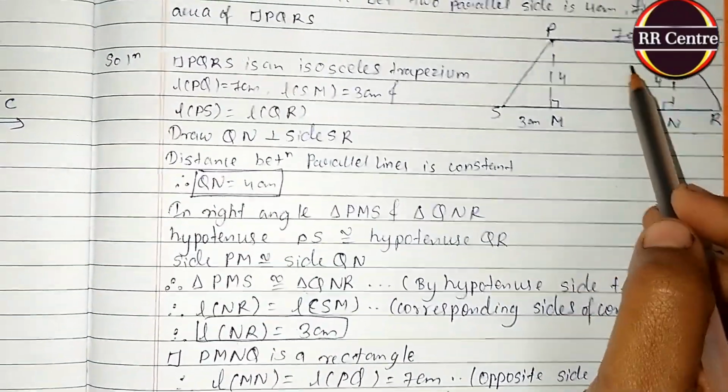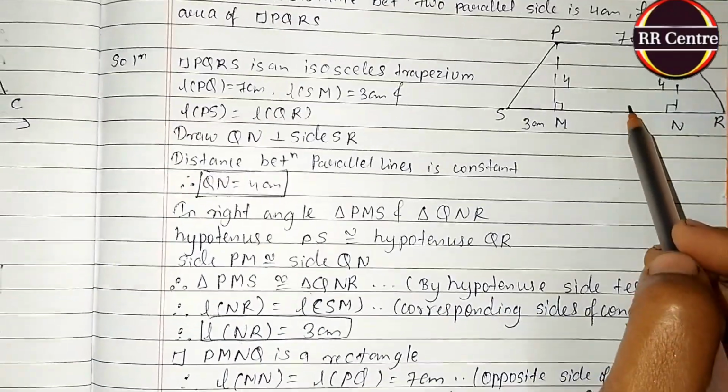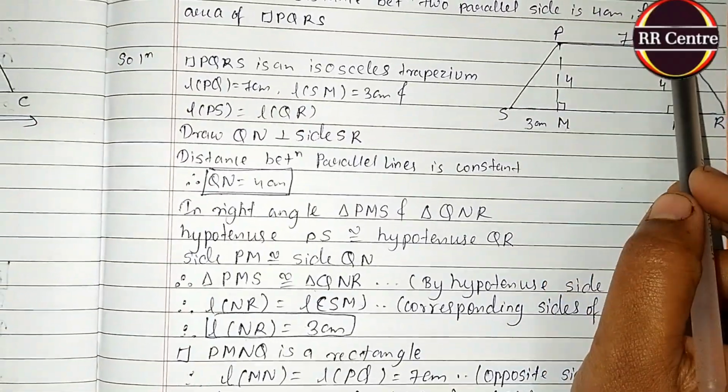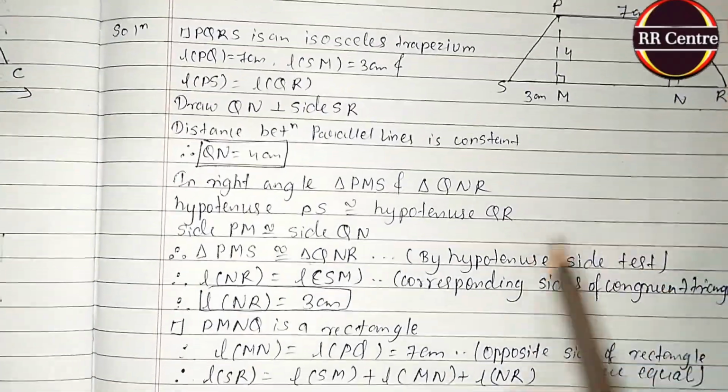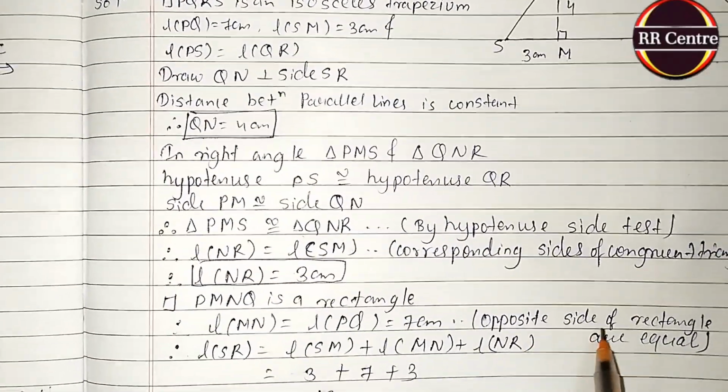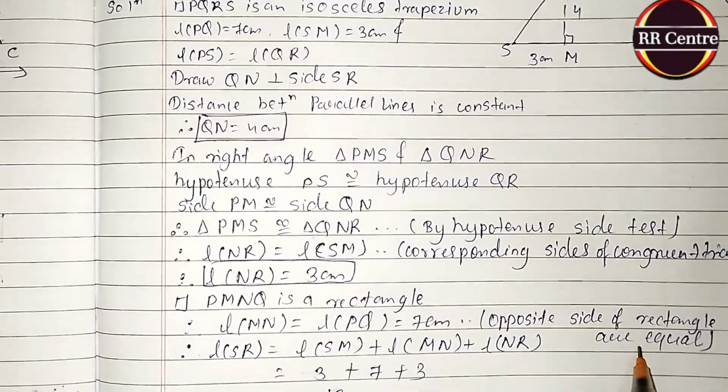सो हम ये रेक्टेंगल फाइंड आउट करेंगे. सो रेक्टेंगल फाइंड आउट करने से पहले फर्स्ट वन ये बताएंगे 7 सेंटीमीटर. सो दिस वन इज ऑल्सो 7 सेंटीमीटर. स्टेटमेंट आएंगे अपोजिट साइड ऑफ रेक्टेंगल आर इक्वल, राइट.